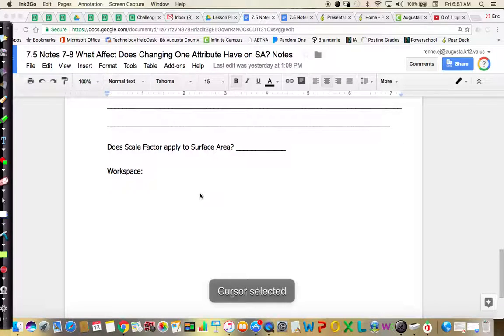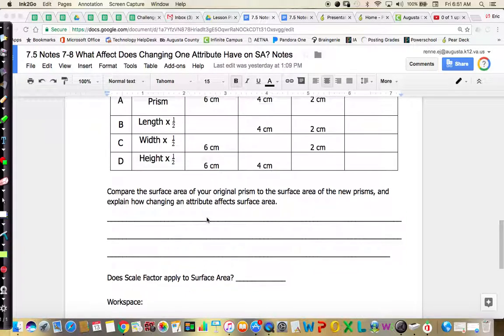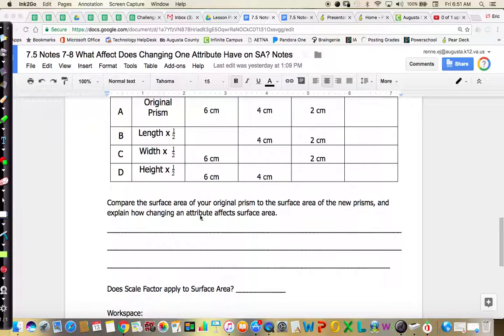And of course, we know what the surface area of A is. So we're going to fill that in. So the surface area of A is 88 centimeters squared. The surface area of B, which I didn't have you figure out, is 52 centimeters squared. C is 56 centimeters squared. And D is 68 centimeters squared.